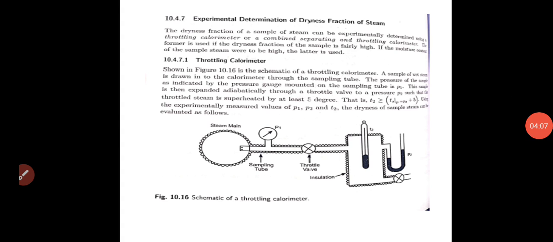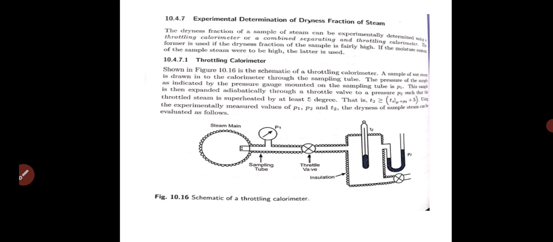So the figure is a schematic of a throttling calorimeter. It is just throttling. One more process is there, that is separating and throttling. But this is just throttling. So when the steam is most dry, like 0.95, 0.97 and so on, this can be used directly.